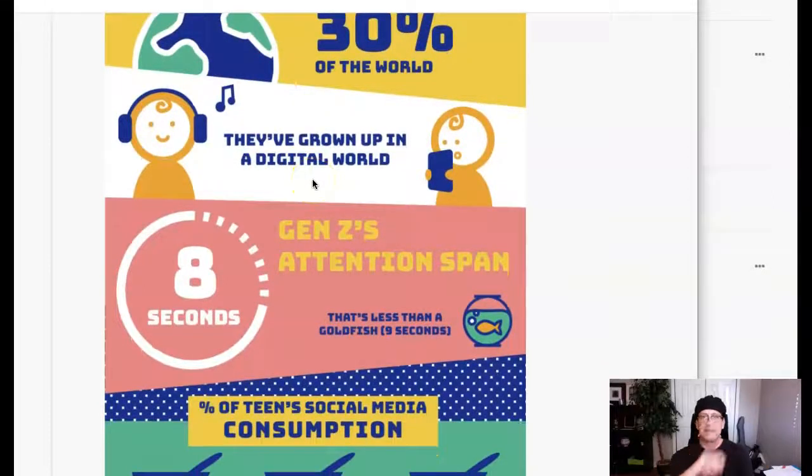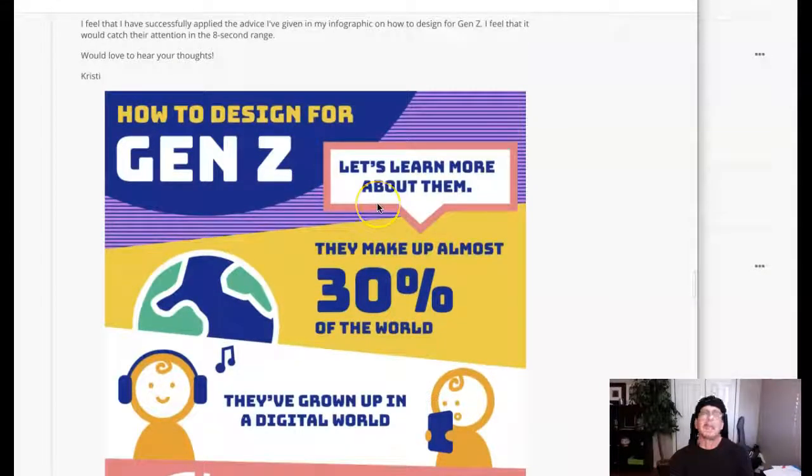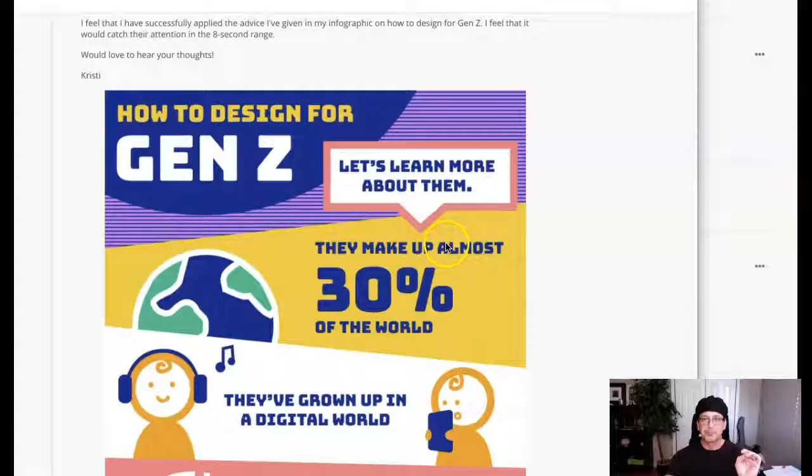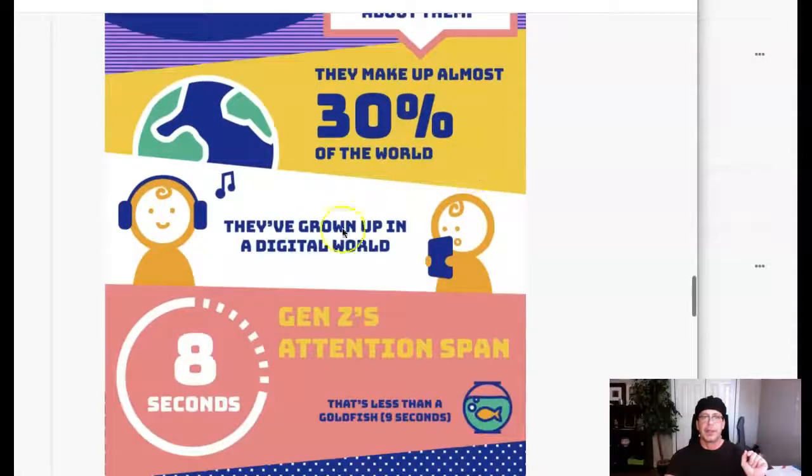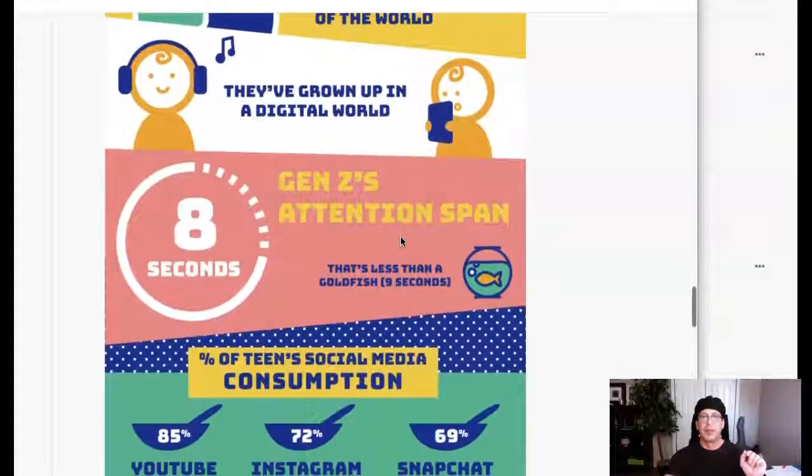They've grown up in a digital world. Okay, first of all, let's define Gen Zs. Okay, so what is it? Mid 90s to early 2000s. So roughly 94 to 2004 or so, 2005. So let's go ahead and define what Gen Zs are somewhere. Then you can start saying they make up 30% of the world. Okay, then you can say they've grown up in a digital world.